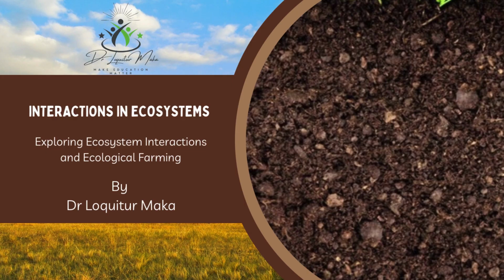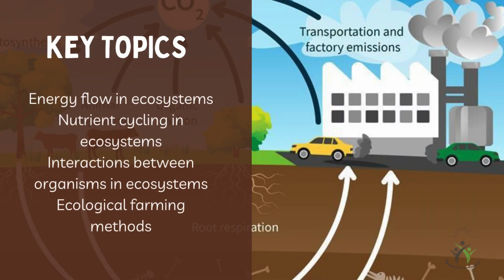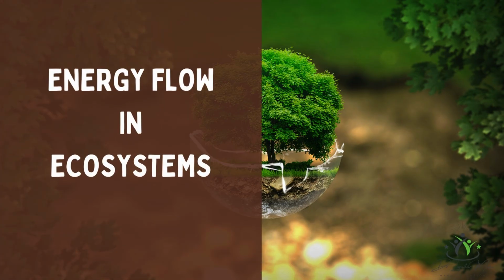So in terms of what we'll be discussing, we'll look at the energy flow in ecosystems. Now that involves a few things that you actually know from grade 4 if I'm not mistaken, and then we'll look at nutrient cycling in the ecosystems. And then we'll look at the interactions between the organisms in the ecosystem, as well as the ecological farming methods. Now let's get to it. Let's start with the energy flow.